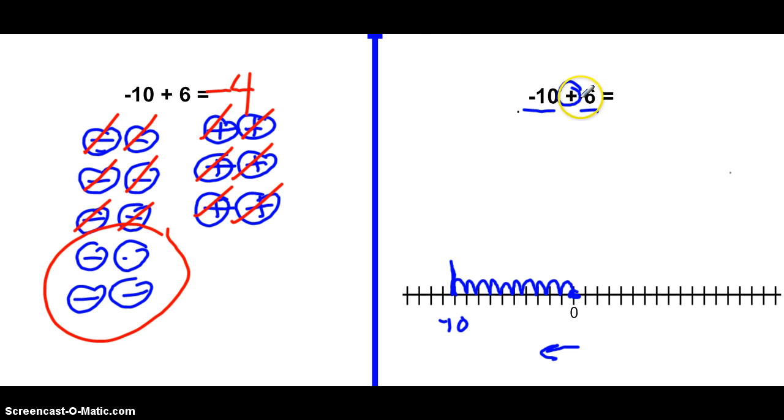Now my second number is a positive 6. So we have to turn around and look this way toward the positive direction. And we're adding, so we're walking forward this way. So we're going to go 1, 2, 3, 4, 5, 6. Here's where we stop. And that's negative 1, 2, 3, 4. Just like we got with the chips. Okay?